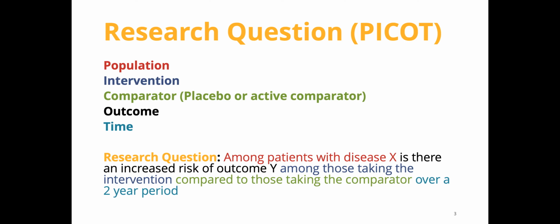So this could be what you're comparing the new chemical compound to. So this could either be a placebo or an active comparator, like a new medication or another medication, which is for the same indication as the intervention or new chemical compound that you're studying. The outcome. So in our previous example, we talked about survival, but it's any outcome we want to look at.